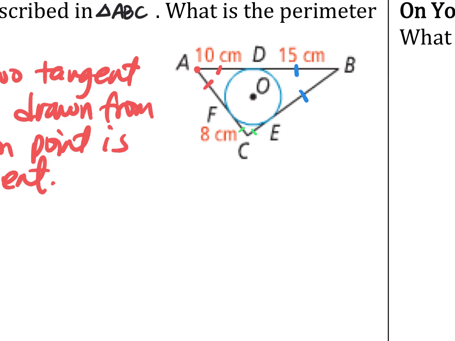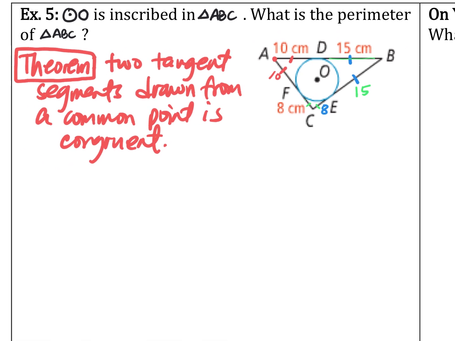Okay, so let's label. If this is 15, it means to say that this is also 15 in its nature. If this is 8, then it means to say that that's also 8. This is also going to be 8. And this is going to be 10 also. Okay. Now we are asked about the perimeter.